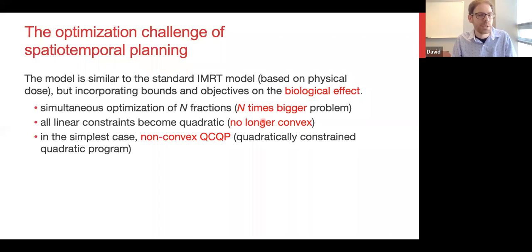So this is an n times bigger problem, where n could be as little as 3 or 5, or it could be 30 or 40. And because we are switching to the biological effect, the BED, instead of the physical dose, constraints that are nice and convex and mostly even linear in the standard IMRT model become non-convex quadratics. So even the simplest formulation of the problem ends up being a very large-scale non-convex QCQP.